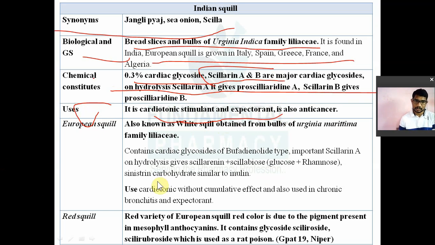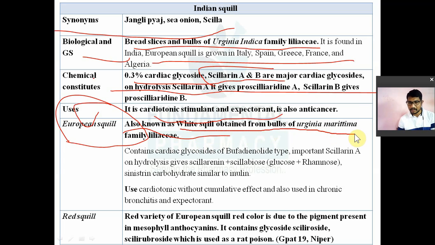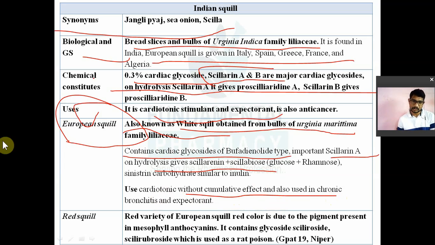That is Indian squill, jungly pyaz. Now there is another variety known as European squill, also known as white squill. It is taken from bulbs of Urginea maritima, family Liliaceae. It contains cardiac glycosides of the bufadienolide type. The important cardiac glycoside is scillaren A, which on hydrolysis will give you scillabiose and scillarenin, that is glucose plus rhamnose. It is also used as a cardiotonic without cumulative effect, and in chronic bronchitis as an expectorant.